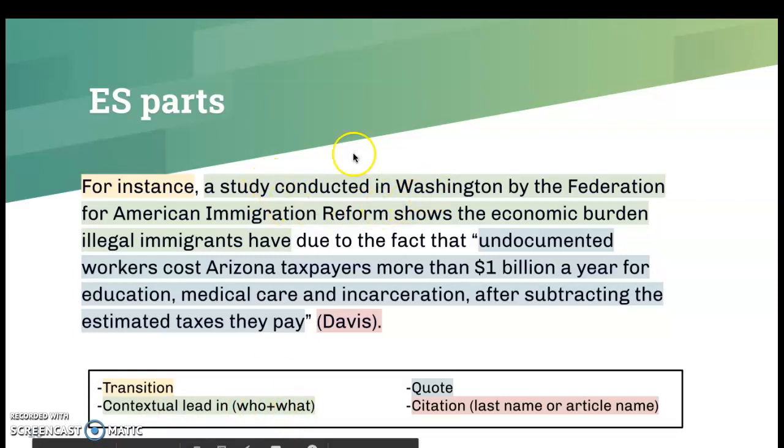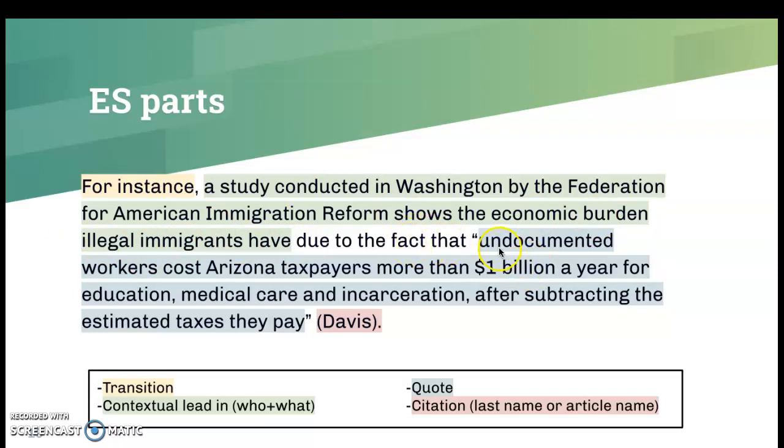So the who we have right here, right? It's by the Federation for American Immigration Reform. And our what, we know it's a study, right? That's sort of the what. We know that it's conducted in Washington. We also know that this quote's going to be about economic burden of illegal immigrants, right? So this is going to be a really good example that has a who, the Federation for American Immigration Reform, and the what, right? It tells us that it's a study. It tells us where it's at. It tells us this is going to be a quote about economic burden that illegal immigrants have, okay?